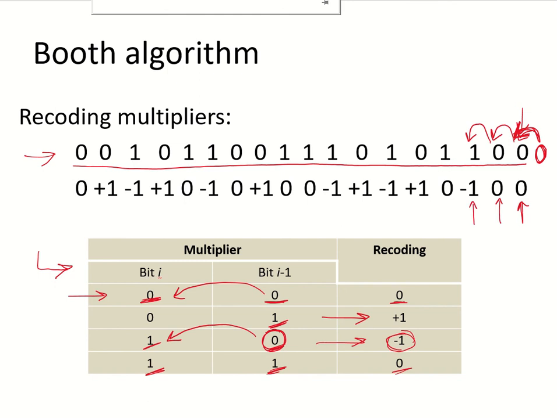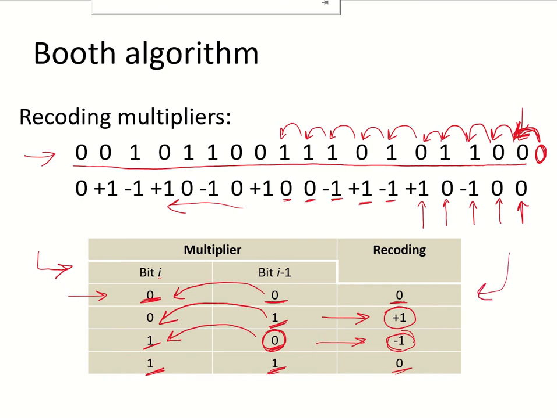So this is the recoding. When we go from 1 to 1, since the bits are the same, the recoding is 0. Going from 1 to 0, the recoding would be plus 1. So here is the recoding for this. 0 to 1 is minus 1, 1 to 0 is plus 1, 0 to 1 again minus 1, 1 to 1 it's the same, so 0, 1 to 1 again, so 0, and so on. So this table can help us understand how the recoding of the multiplier needs to be done.